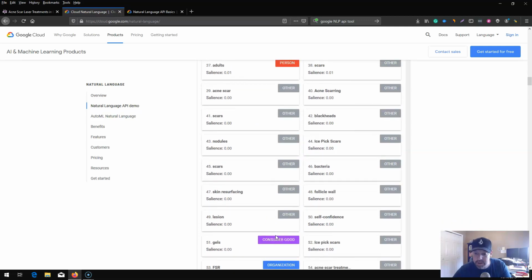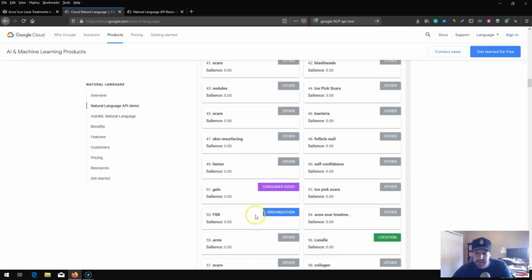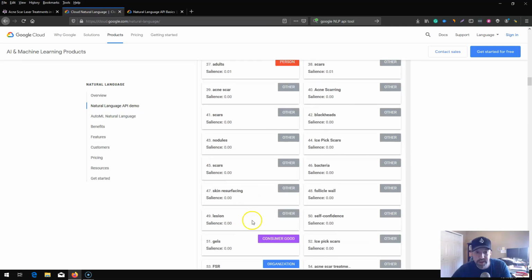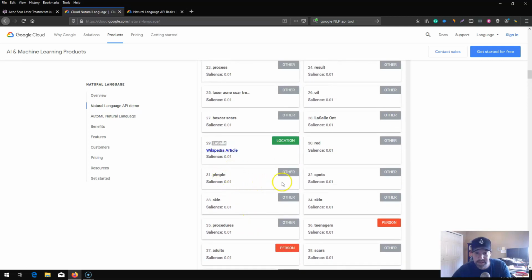It gives us a good classification of all of our content, and you can see what it has actually picked up. I do see that FSR has been picked up as an organization. In this case, that is not an organization. FSR is actually the service or laser technology that we're using to do the acne scar removal. So that's one that may need some finessing.